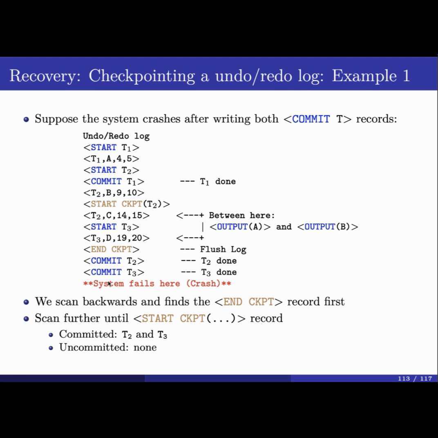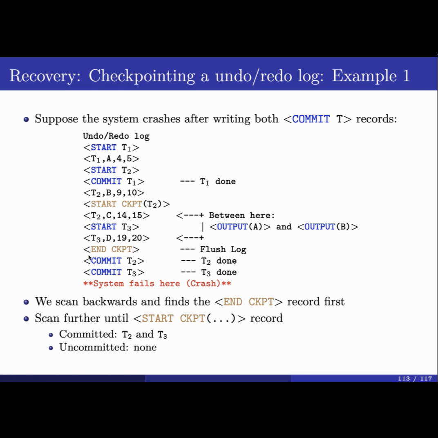Since we have to start the scan from the end, what do I face first? I found the end checkpoint. If I found the end checkpoint, that's perfect, because for an undo-redo log, I know this is going to be a non-quiescent checkpoint. That's what we give you. We're not going to cover quiescent anymore, because non-quiescent is our option here. So I know how the non-quiescent checkpoint works.